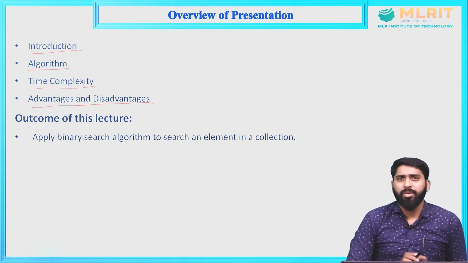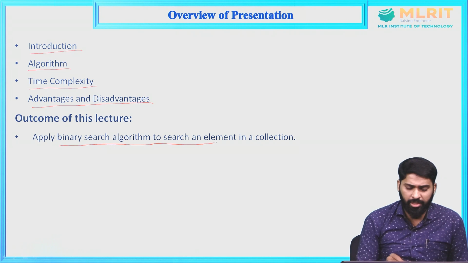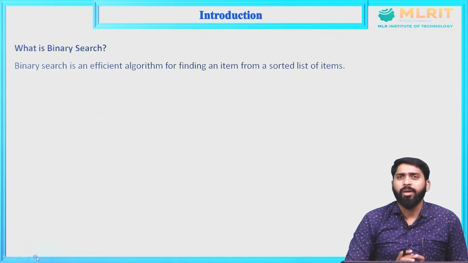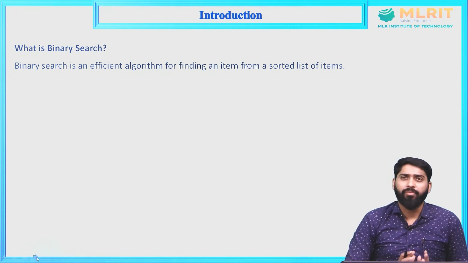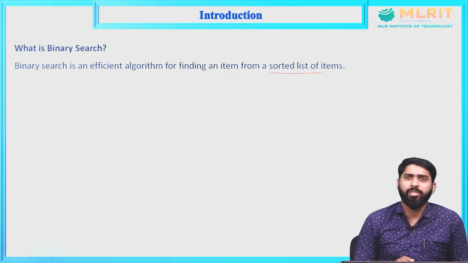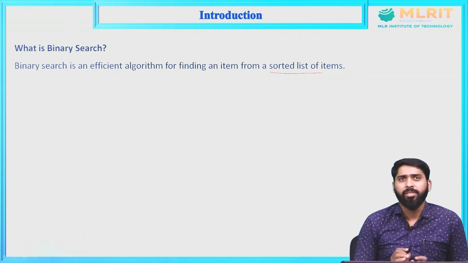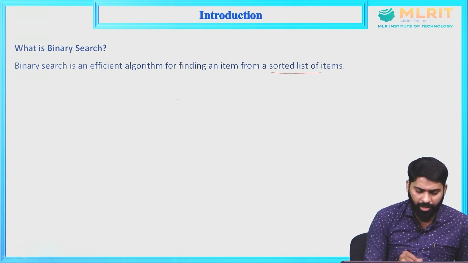Outcome of this lecture: at the end of this lecture, you will be able to apply the binary search algorithm to search for an element in a collection. So what is binary search? Binary search is an efficient algorithm for finding an item from a sorted list of items. You all remember, for binary search the input must be in sorted order. Binary search is also a searching technique that we use to find an item from a list, but the list must be in sorted order.